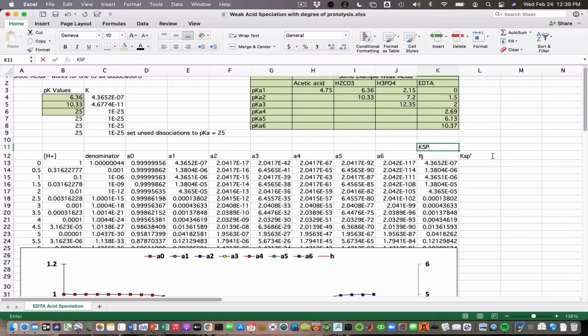And so I need to know the KSP, and it's equal to 4.5 times 10 to the minus 9. Okay, so I put that in as a constant. And now KSP prime is equal to that. I'm using Apple T. That's what I'm doing here. All right, it's $L$11. I used Apple Control or Apple T to do that. You can put it in by hand. That way, when I fill down, that number doesn't move.